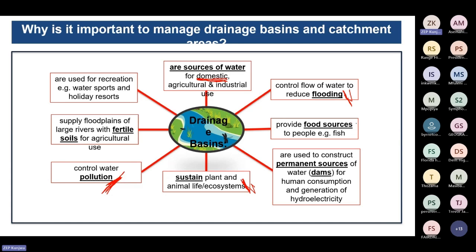They can provide food for the fishes, and also they can be used to construct dams there for human consumption. Consumption means to use the water, or else to generate hydroelectricity. That is the rivers there.